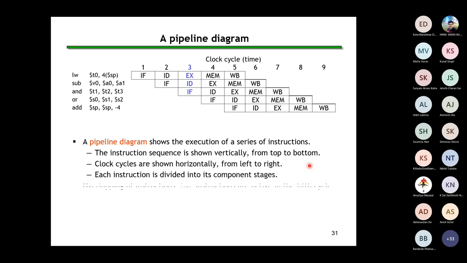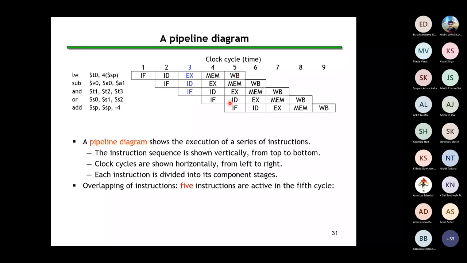Each instruction is divided into component stages. As we can see, there is overlapping of instructions, meaning that all the hardware modules are busy, and each module is executing a particular instruction. For example, instruction fetch is executing the last instruction. Instruction decode is executing the last but one instruction, and so on.